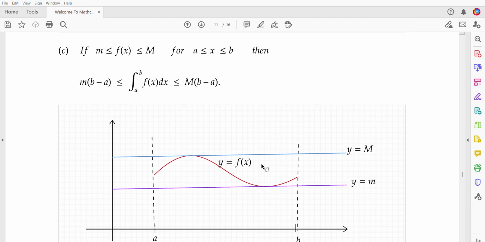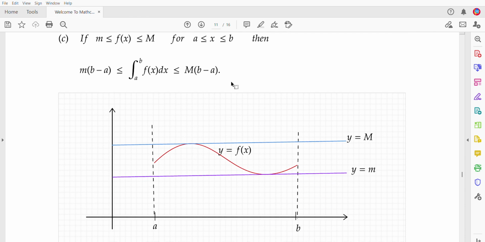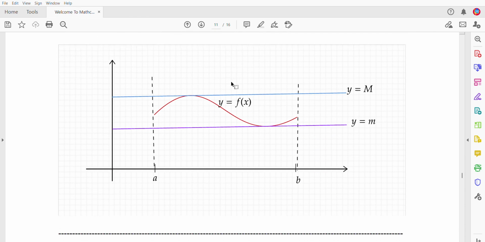Now suppose f(x) is between little m and capital M over this interval. Then the definite integral from a to b of f(x) dx is between little m times (b minus a) and capital M times (b minus a). Let's understand this using an illustration. Here is your curve y equals f(x). It is above little m and below capital M.